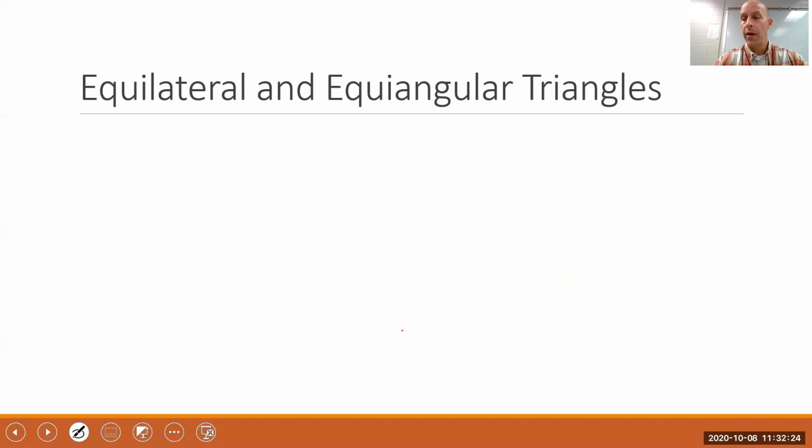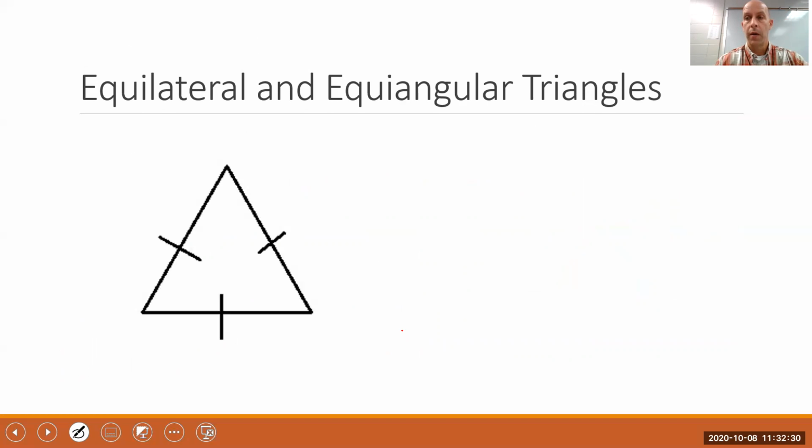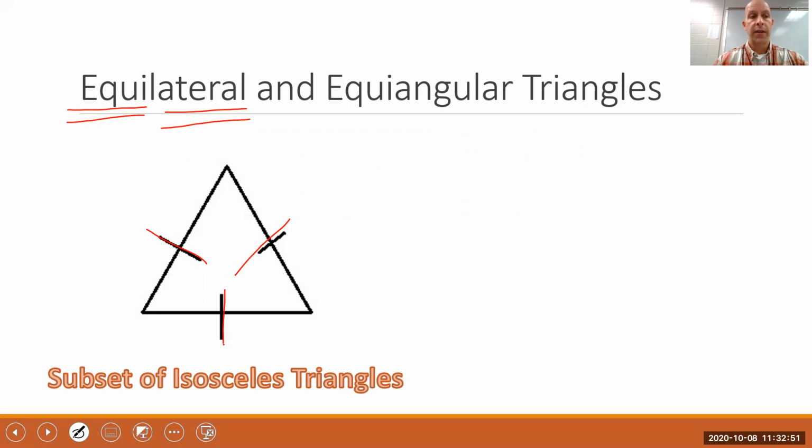All right, let's talk about equilateral and equiangular triangles. So this is an equilateral triangle. It has the root word equi and also lateral. So this is equilateral, which means equal sides. So all 3 sides are equal. By the way, this is a subset of isosceles triangles because, as you know, isosceles triangles have at least 2 congruent sides, and an equilateral triangle just has all 3 of them, not just 2.